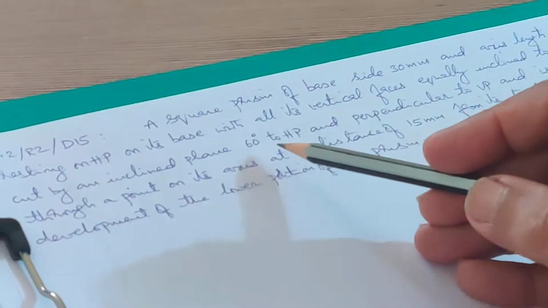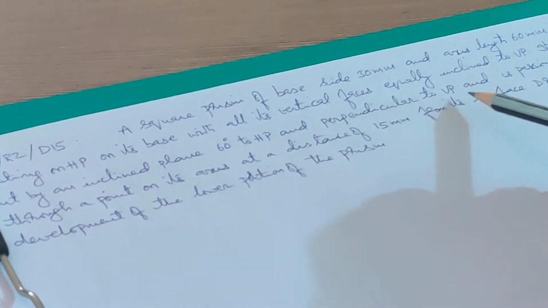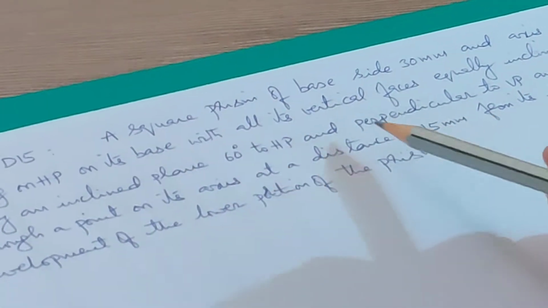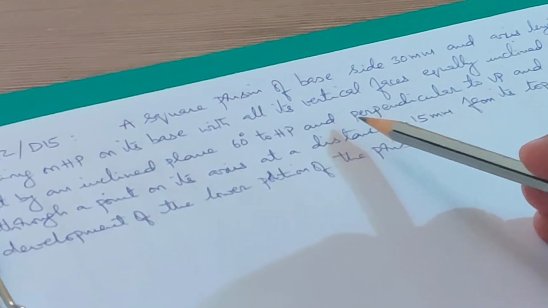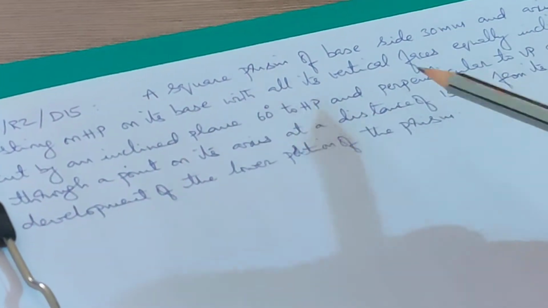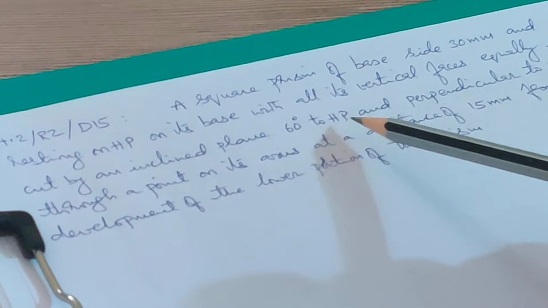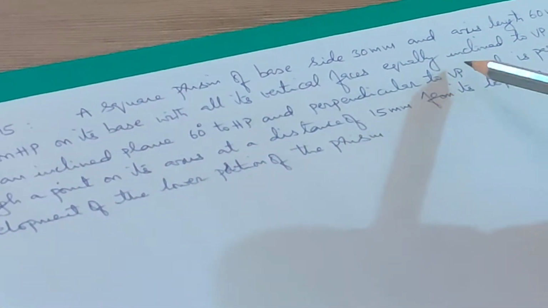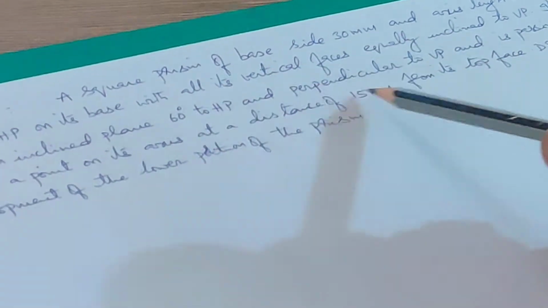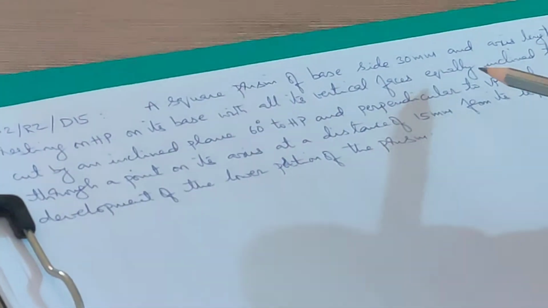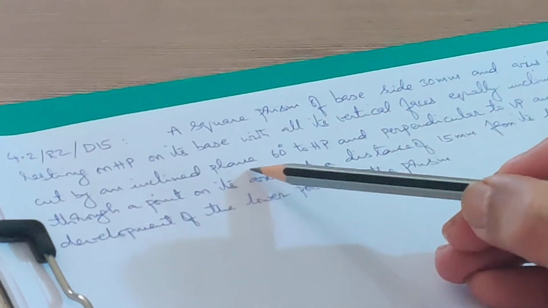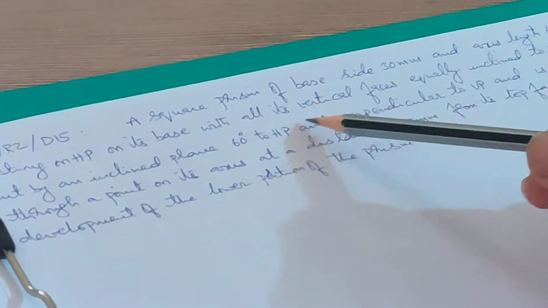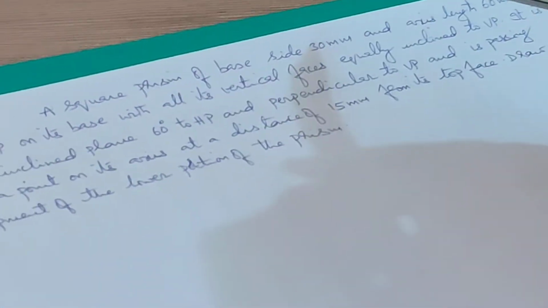It is cut by an inclined plane 60 degrees to HP and perpendicular to VP. This is what I was mentioning. This is the only type of cutting plane that you have in your syllabus, though there are many. The only plane in your syllabus is a plane inclined to HP and perpendicular to VP. Sometimes this perpendicular to VP is also not mentioned. Even if it is not mentioned, it is understood. It may be just given that the plane is inclined at 60 degrees to HP, but this is also understood even if it is not given.